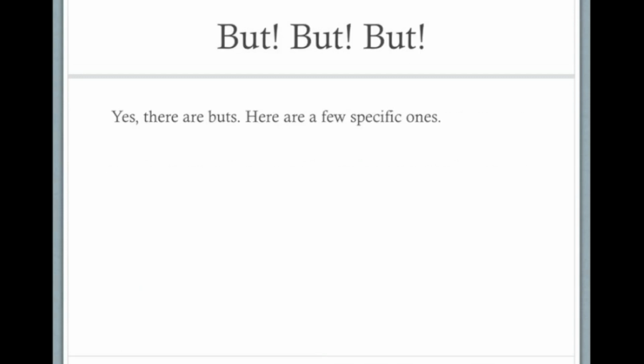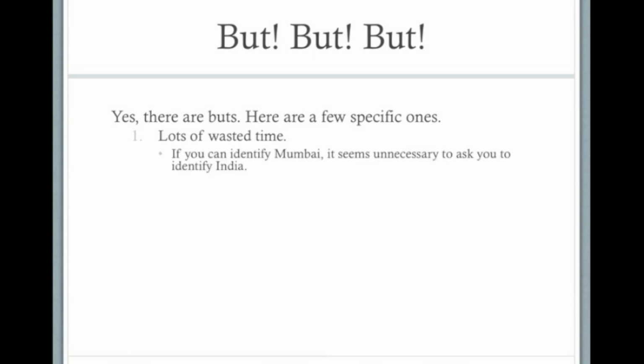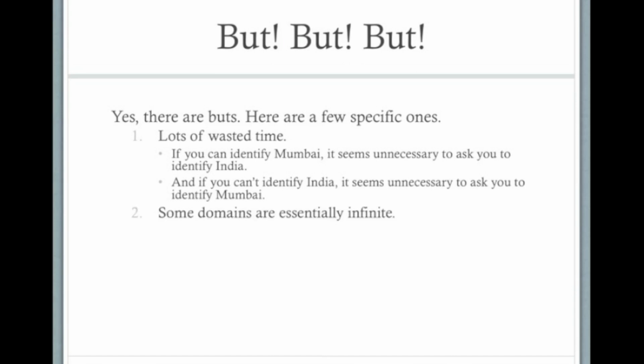But obviously there are buts. Here are a few specific ones. The first is that that's a lot of wasted time. Not only is it a lot of time, but it's a lot of unnecessary time, because if you can identify Mumbai, it seems unnecessary to ask you to identify India. And conversely, if you can't identify India, it seems unnecessary to ask you to identify Mumbai.